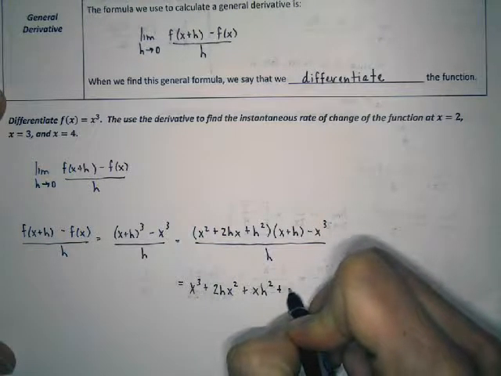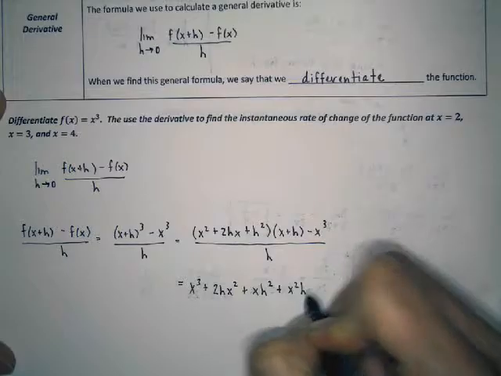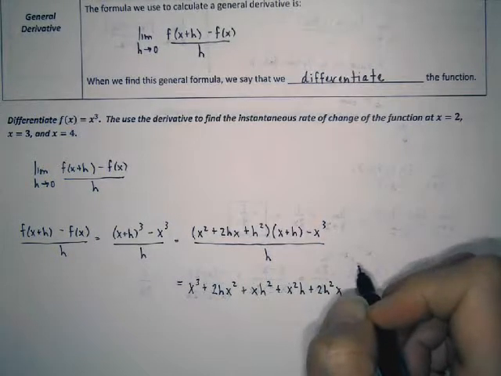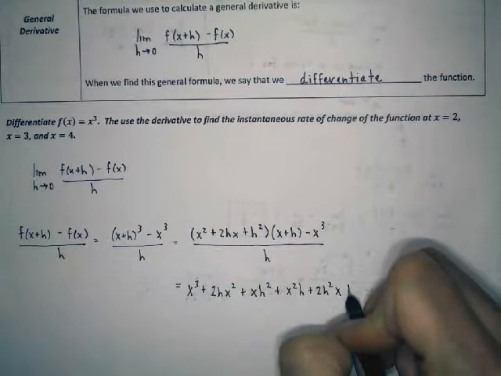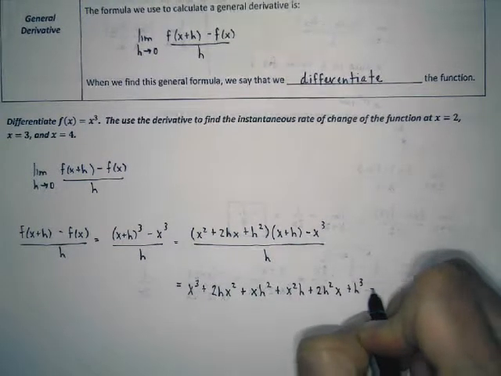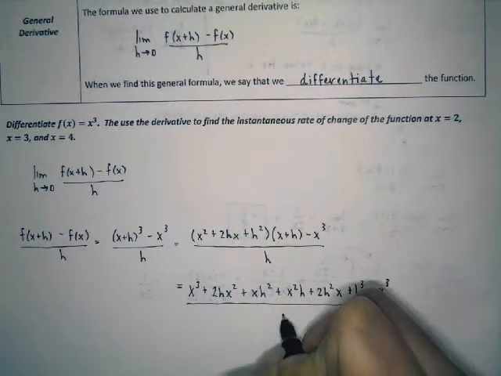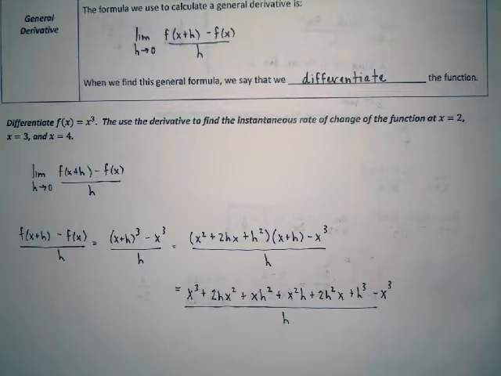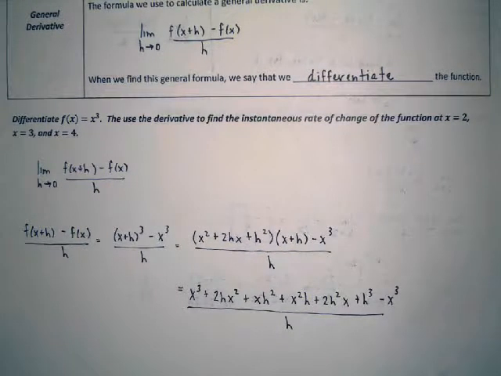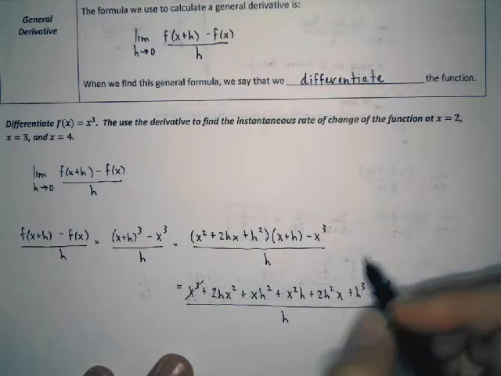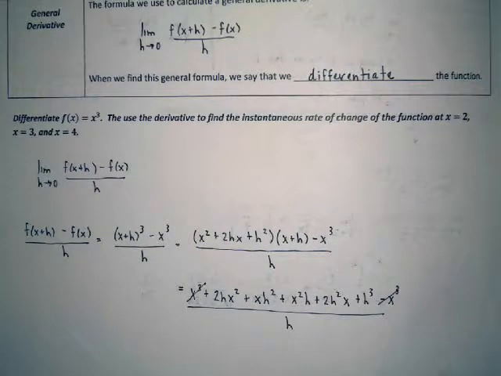Now I distribute my h's, so I get x squared h plus 2h squared x plus h cubed, and then I'll subtract off my x cubed. Hopefully, as long as I haven't missed anything, we should get things canceling nicely and be able to cancel that h in the denominator so that we can take the limit. So I notice I've got my x cubes that cancel.